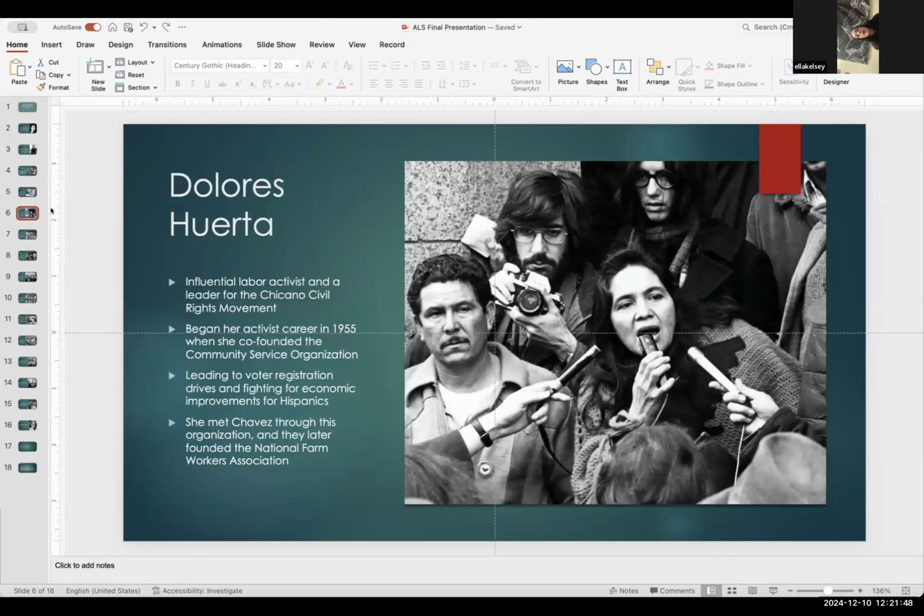Dolores Huerta was an influential labor activist and a leader of the Chicano civil rights movement. She began her activist career in 1955, when she co-founded the Community Service Organization, which is how she met Cesar Chavez, leading to voter registration drives and fighting for economic improvements for Hispanics. She met Chavez through this organization and later founded the National Farm Workers Association.